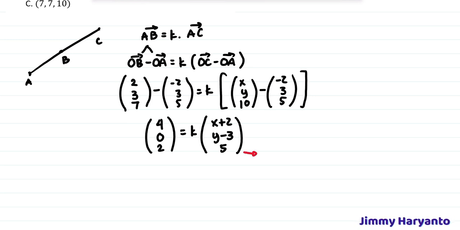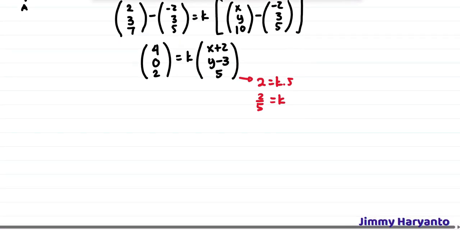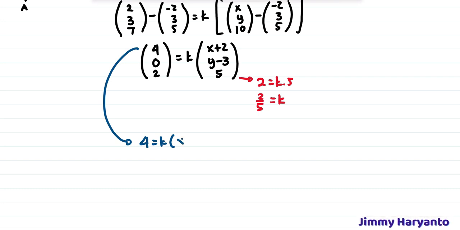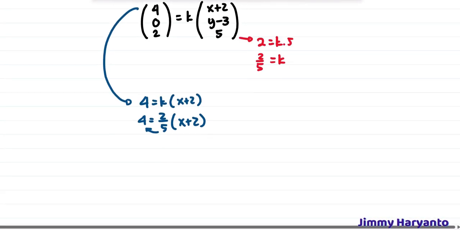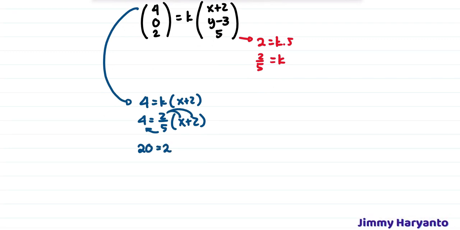From the third component, I will have 2 equals K times 5, so K equals 2 over 5. Then I will use the first component to find the value of x. 4 equals K times (x plus 2), so 4 equals 2 over 5 times (x plus 2). Move the 5 to the left-hand side, where it becomes multiplication. 20 equals 2 times (x plus 2), which is 2x plus 4. So 16 equals 2x, so x equals 8.